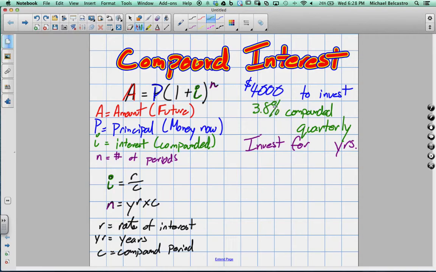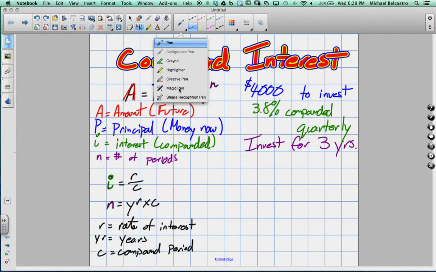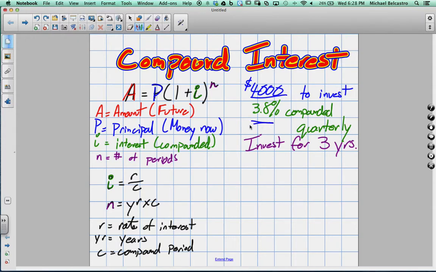Okay, 3.8%. Now I've told you it's been compounded quarterly. So this is going to be compounded quarterly, so we're going to have to talk about that. And for how long do we want to invest for? 3 years, that's great. Okay, so we built the question ourselves here. We have $4,000 at a generous interest rate of 3.8% compounded quarterly for 3 years.